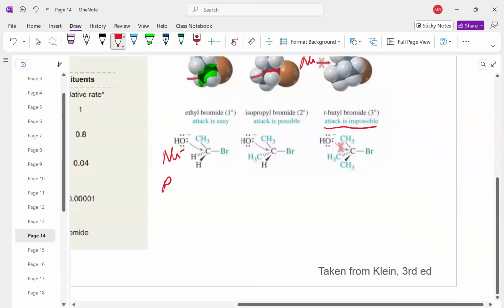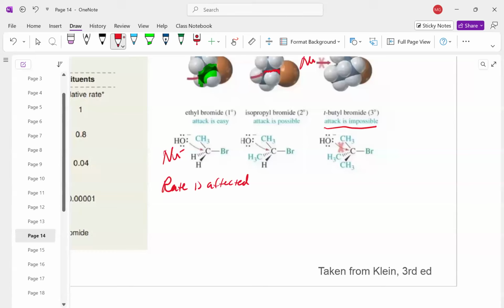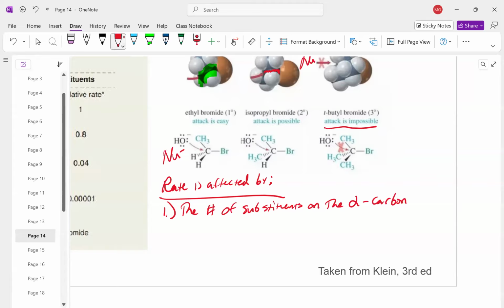So the rate of an SN2 is affected by, number one, the number of substituents on the alpha carbon. Why? Because it deals with sterics. If there's too much steric bulk, then the nucleophile can't see the carbon with the leaving group, and it can't make a bond with it.